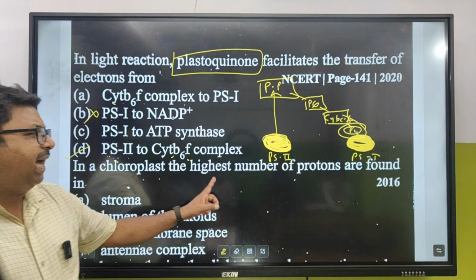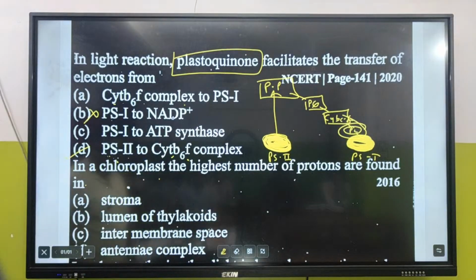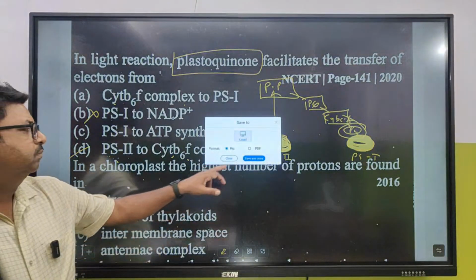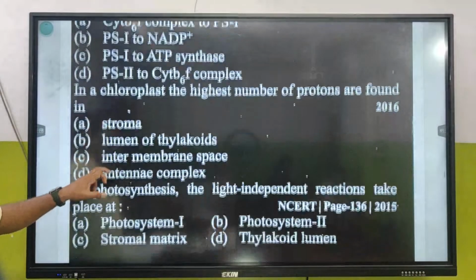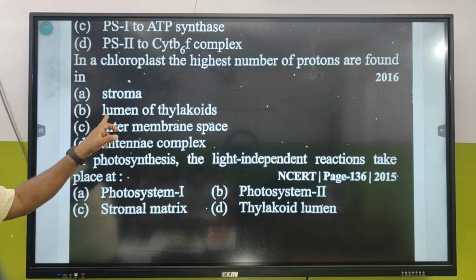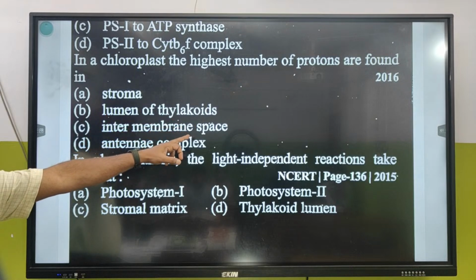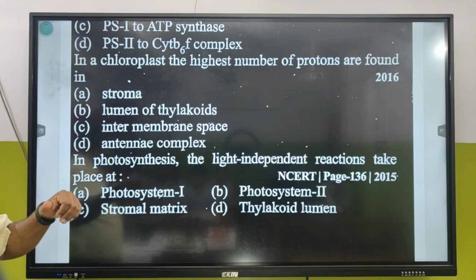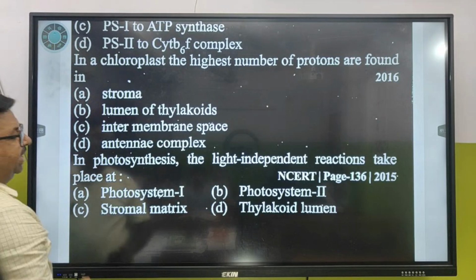In chloroplast, the highest number of protons are found in stroma, lumen, or inner lumen of thylakoid. It contains the highest amount of hydrogen. What is the reason for that? Quickly, faster. What is the reason for that?